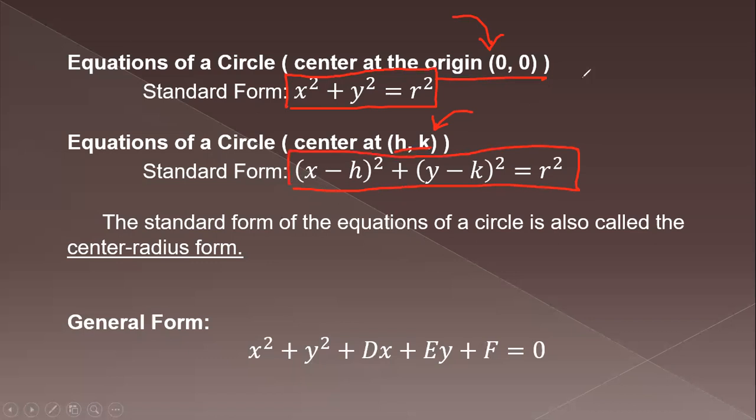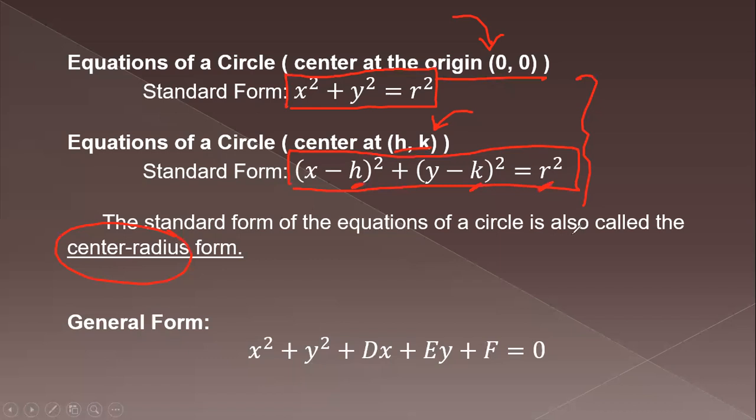Okay, so this is our equation. This standard form is also known as the center radius form. Bakit siya tinawag na center radius form? Kasi dito pa lang makikita mo na yung coordinates ng center at yung measure ng kanyang radius. That center is our h and k, and our radius is this one, our r. That's why it is called the center radius form.